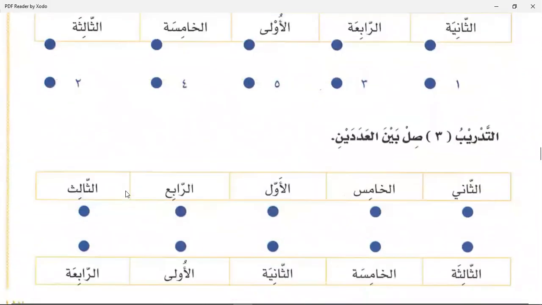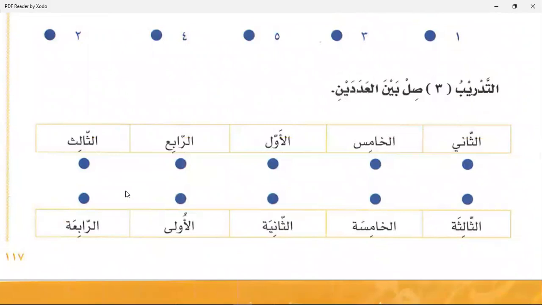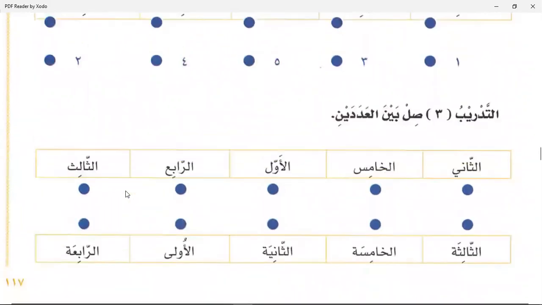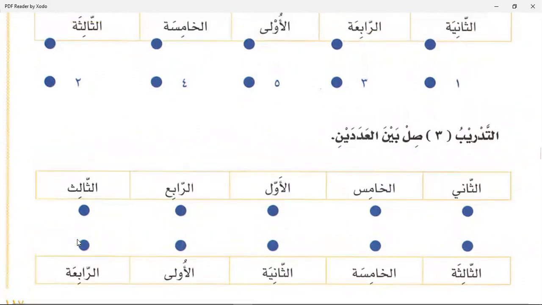The third exercise: connect between the two numbers. So you just join the masculine with the feminine. Al-Awwal with al-Ula, al-Thani with al-Thaniya. In this way, you will join them. Anybody, any question?